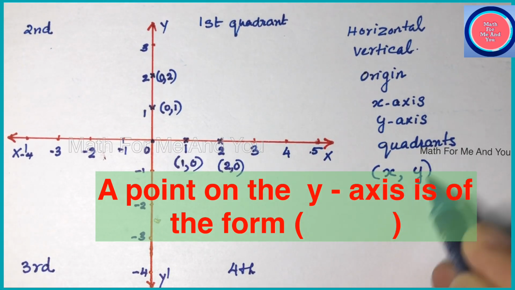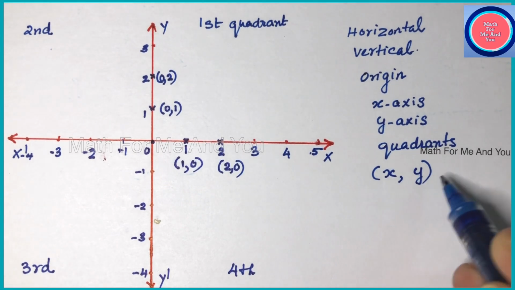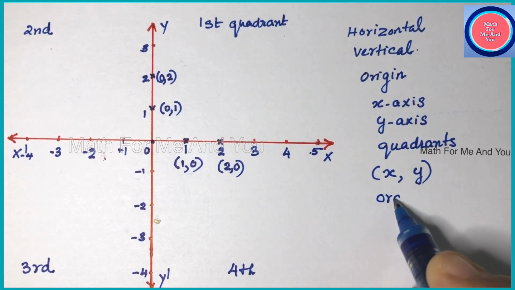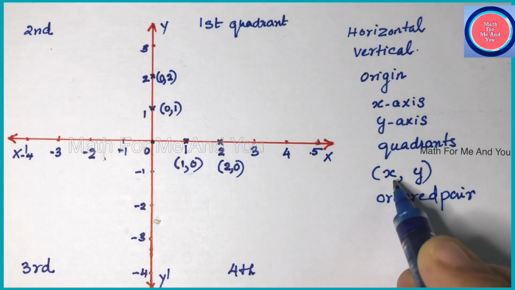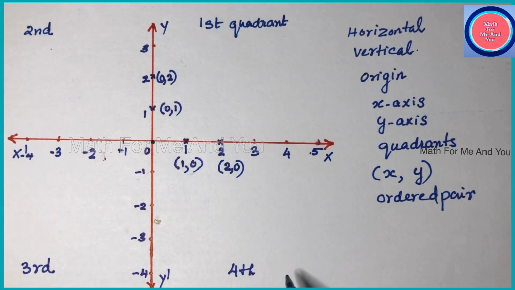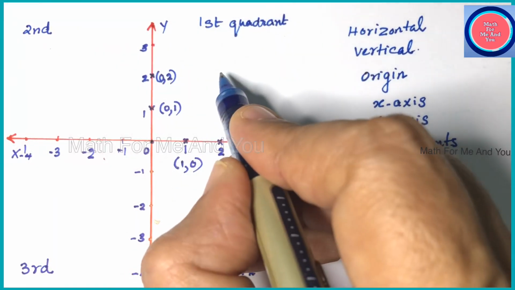How do we mark a point in general? We mark in brackets first the x number, after that the y number. So we call this an ordered pair because there are 2 numbers, and with order, we cannot change the order.